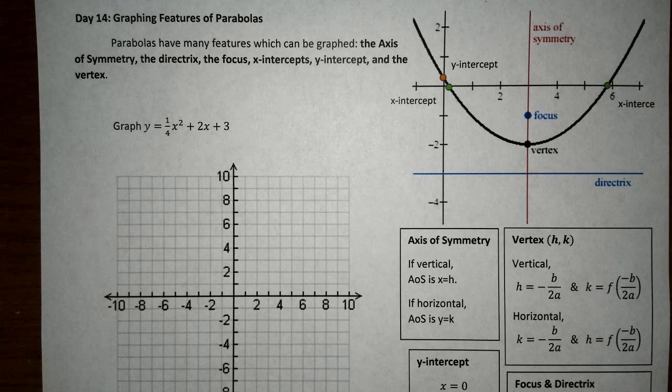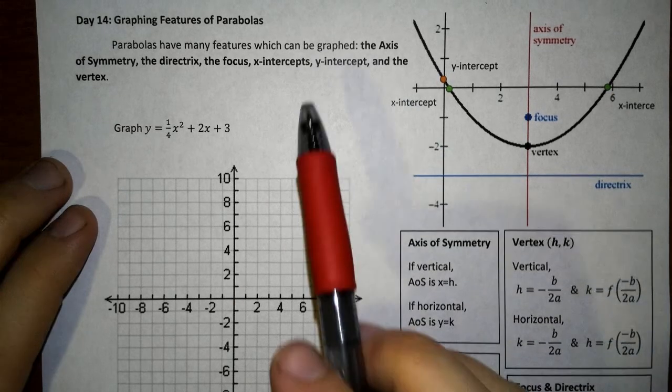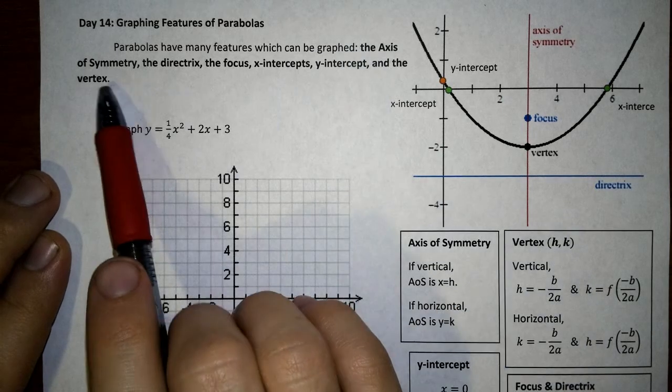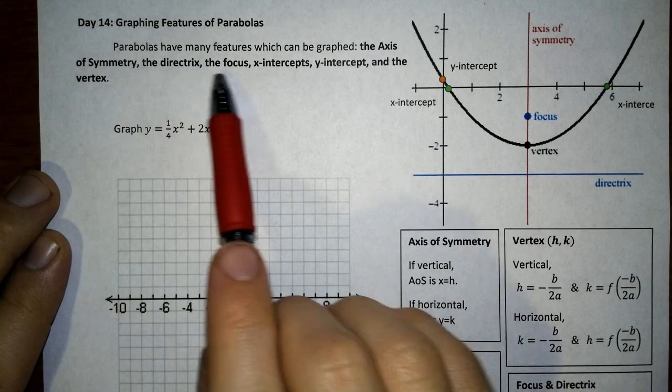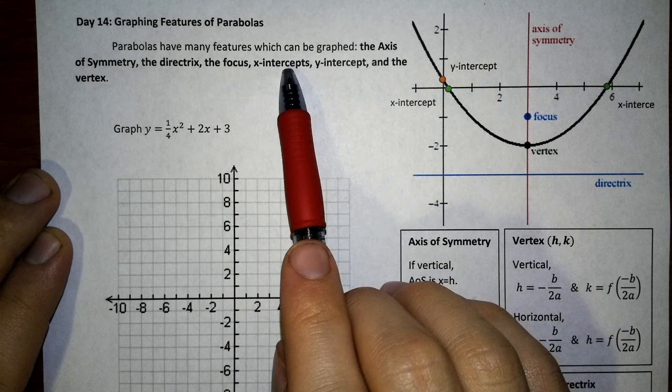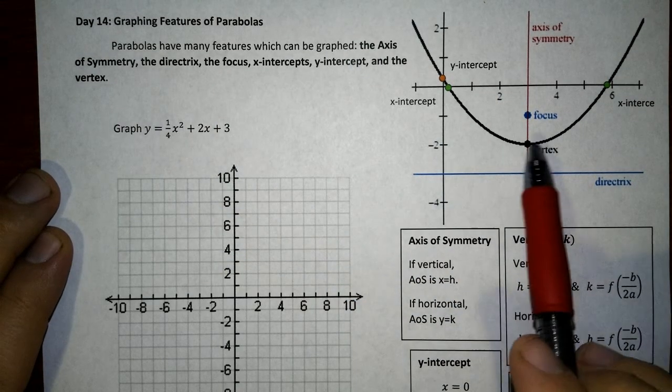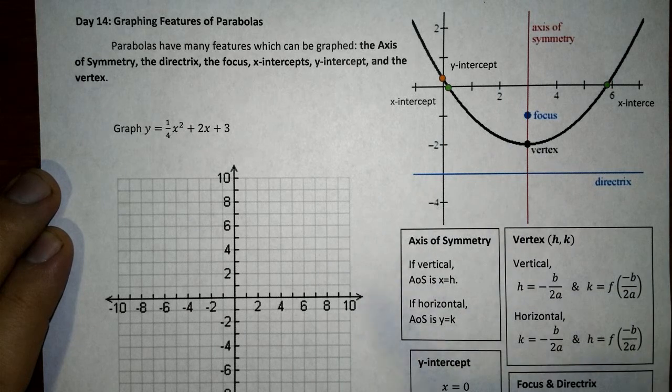Our topic for today is going to be graphing features of parabolas, and so we're going to have a handful of features about a parabola that we're going to be looking to put onto a graph. So, parabolas have many features which can be graphed, and they're the following: the axis of symmetry, the directrix, the focus, the x-intercepts, the y-intercepts, and the vertex. We can see examples of each over here.